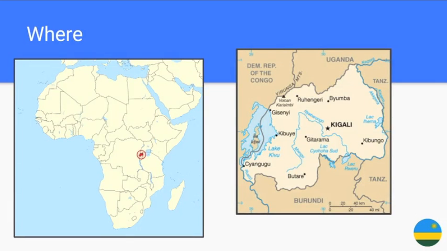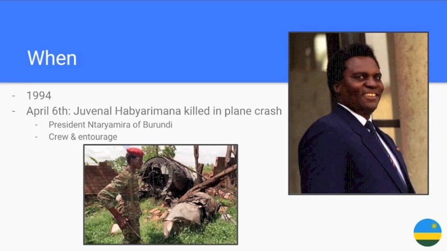Where it happened: in the very small country of Rwanda, all over the country. It happened in 1994, when the genocide started. On April 6th, Juvenal Habyarimana, I hope I said that right, was killed in a plane crash. He was the president of Rwanda. He was killed along with President Ntaryamira of Burundi, as well as many key officials and their crew.